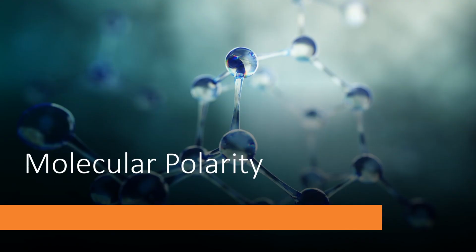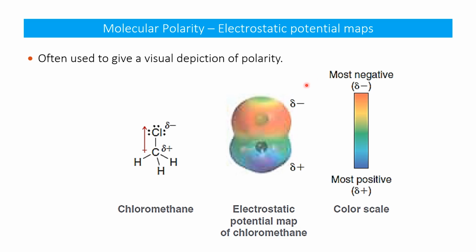Let's discuss molecular polarity. The first thing we have to realize is that molecular polarity can lead to a number of interesting properties, such as boiling point and melting point. It can decide the type of reaction you have, solubility, etc. Once we find a net polarity for a compound like chloromethane, we can draw an electrostatic potential map, similar to what we looked at when we looked at polar bonds.